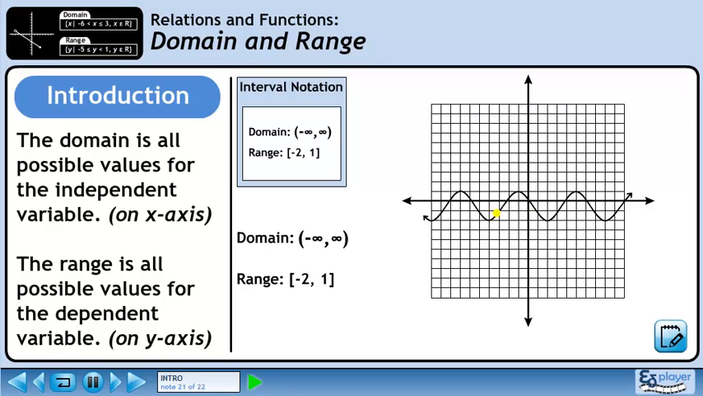We use square brackets to indicate that both the -2 and the 1 are included in our range. Curved brackets, like the ones used in the domain, indicate that the endpoints are not included in the set. Whenever you have open circles or infinity, use round brackets.